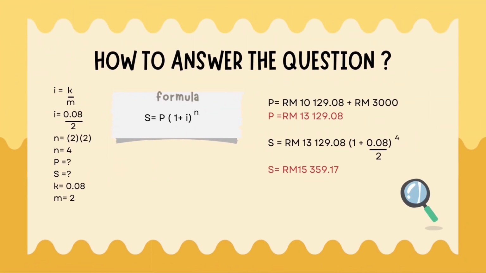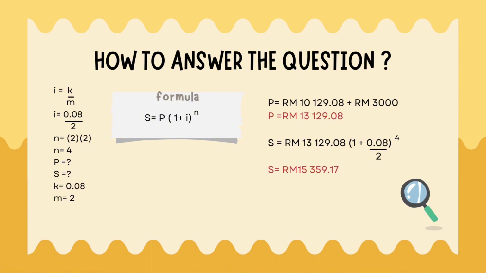So, to answer the question, first we need to know which formula to use. S equal to P(1 + i)^n. From the question, we see a few keywords that we need to list down before we use the formula. First, i equal to k over m. So k equal to 0.08 and m equal to 2, so i is 0.08 over 2. And then for n, 2 times 2 equal to 4.